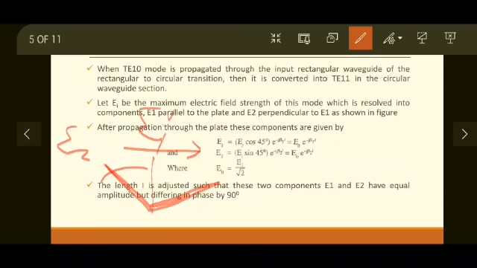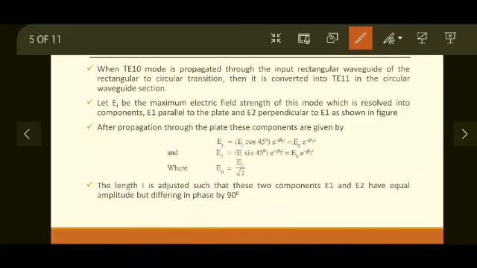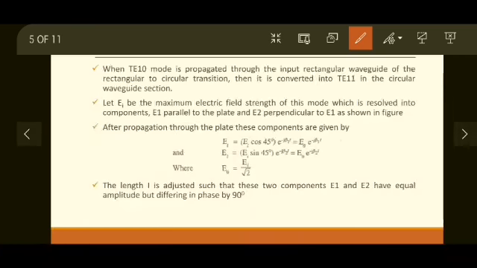Okay, where E0, if we consider the RMS electric field, then E0 is equal to EI upon root 2. Okay, so that is how it is calculated. The derivation of it we are not going to see in detail. These are just the formulas directly given. The length L is actually adjusted such that the components E1 and E2 are perpendicular to each other, that is, equal in magnitude but differing in phase by 90 degrees.